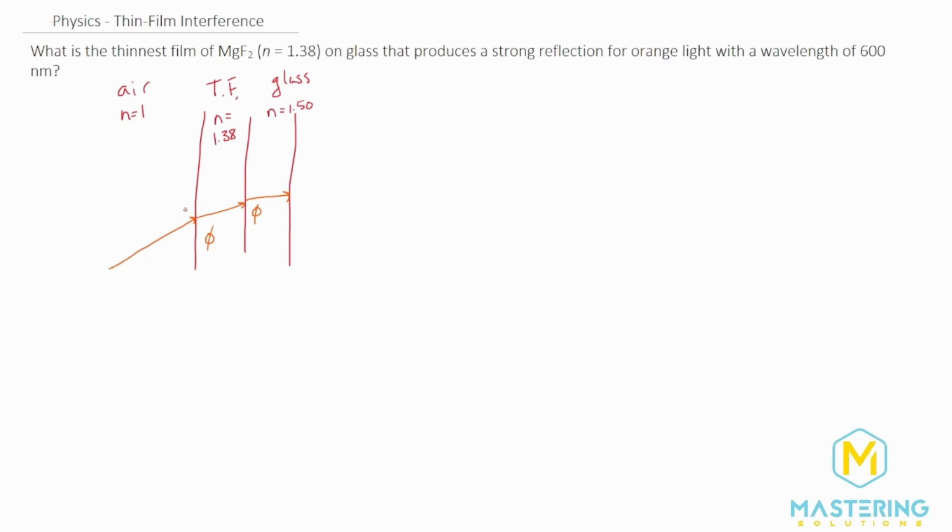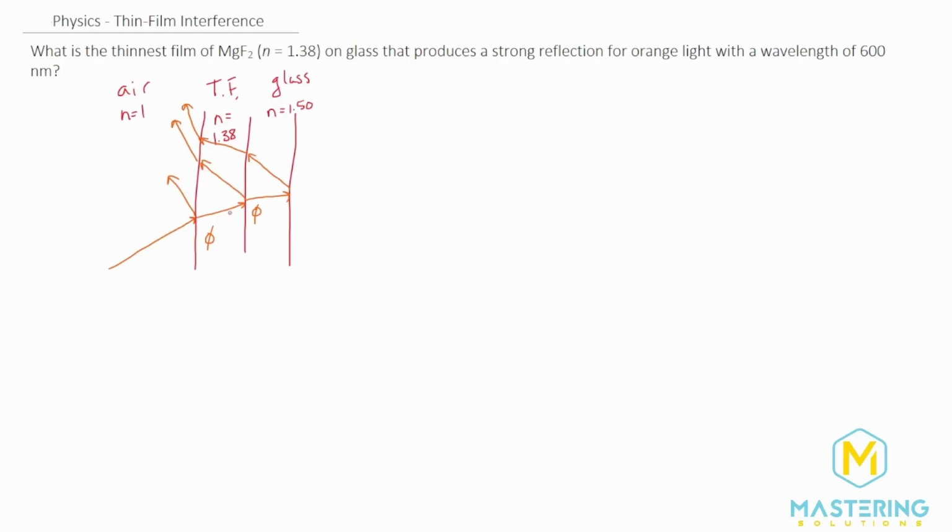Now off of these, every time it hits, it gets reflected a little bit. So I have one there, there, there. And then these ones are going from a high to a low, so it's not going to have a phase change. Let's go like that. And this one goes like that there. So we're going from a higher to a lower.